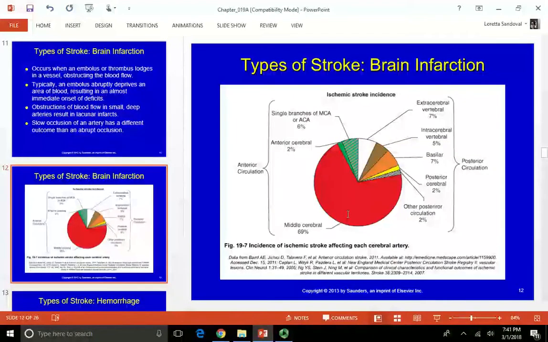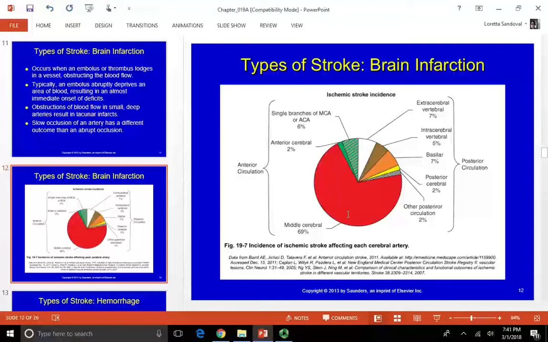So this is a chart from the book. It's also in the module, and it's also right here. So I put it in three places. That probably tells you that it's important. So what I want you to know from this pie chart, look at that big red area. This is ischemic strokes, and the incidence of ischemic strokes affecting each cerebral artery. 69%, a huge majority of strokes affect the middle cerebral artery, and we call those MCA strokes.